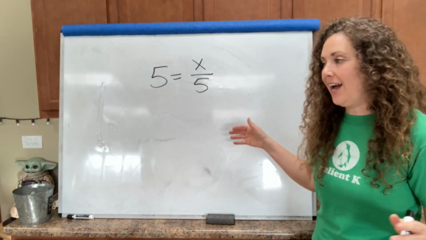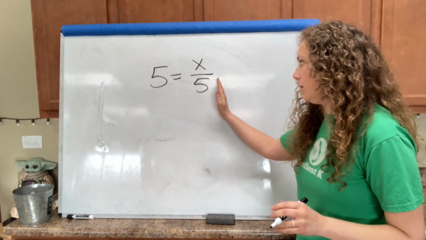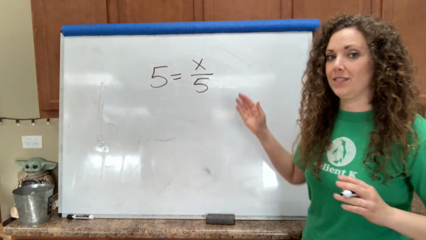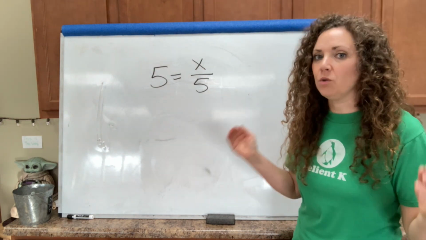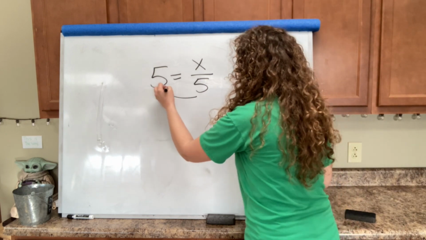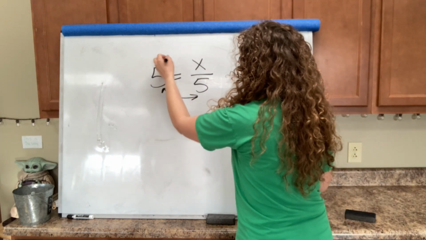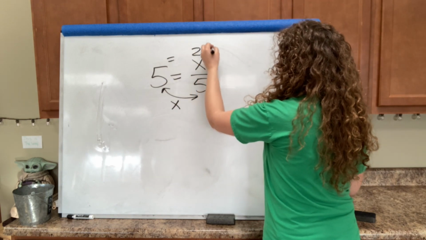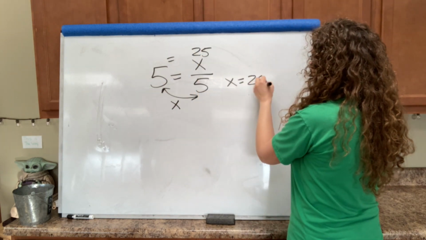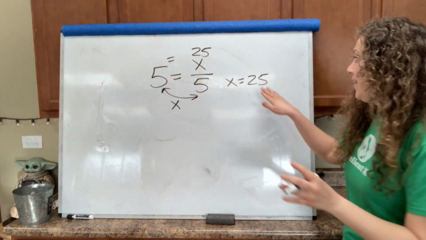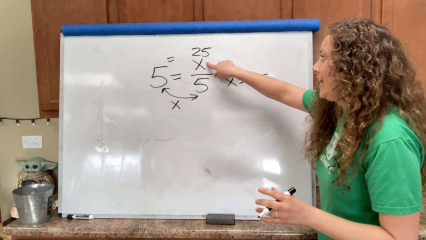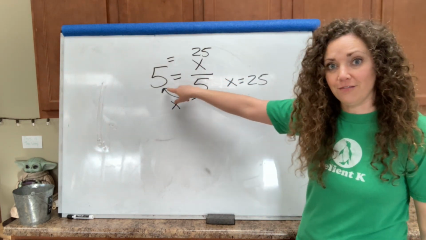Fractions do mean to divide. So right now, this is a division problem, and I want to get this by itself, which means I need to do the opposite. I'm going to multiply. I like to draw arrows to kind of help me know what I'm multiplying. 5 times 5 equals 25, x equals 25. And then I can check that. If I plug this in for x, is 25 divided by 5, 5?